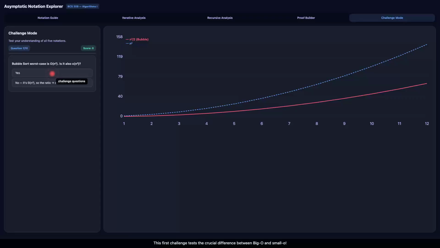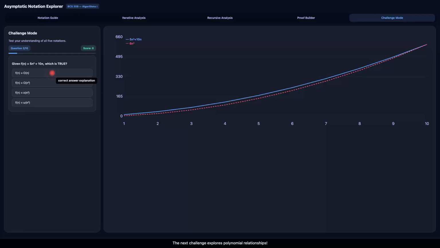This first challenge tests the crucial difference between big O and small o. Bubble sort worst case is Θ of n squared, which means it's exactly quadratic, both O of n squared and Ω of n squared. For small o to hold, the limit of T(n) over n squared would need to approach 0, but since bubble sort is Θ of n squared, this limit approaches a positive constant, not 0. Therefore, bubble sort is not o of n squared. It's precisely quadratic, not strictly less than quadratic. This distinction is fundamental to asymptotic analysis.